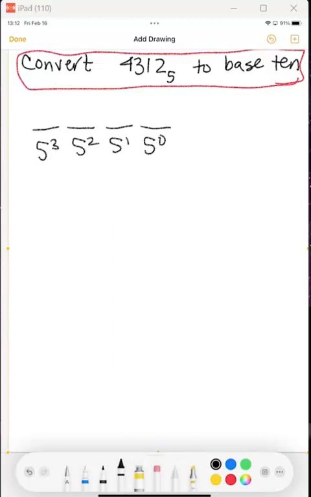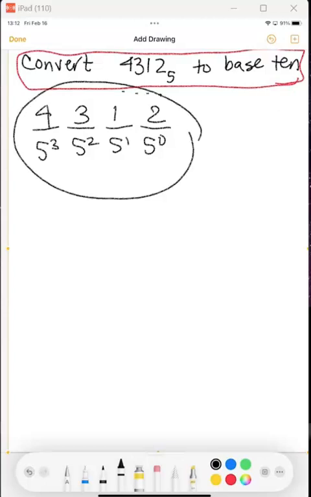I have 4 digits here, so I make 4 slots, and I put these here. It doesn't matter what base I'm converting it to, whether base 10 or another base. I need to understand what this number means. Since I can't do it in my head, let me just put it down. I know it's base 5, so the bases are 5, not 10.